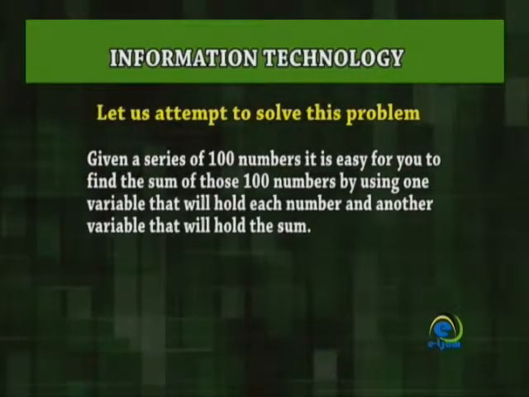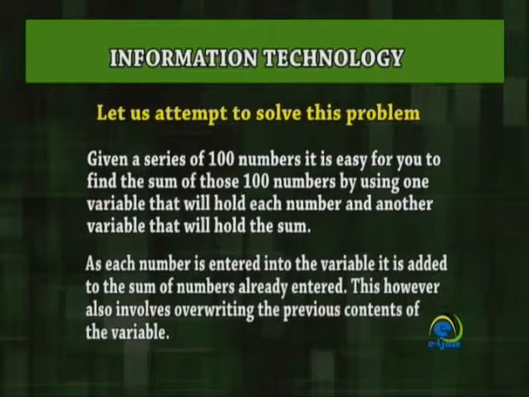Given a series of 100 numbers, it is easy for you to find the sum of those 100 numbers by using one variable that will hold each number and another variable that will hold the sum. As each number is entered into the variable, it is added to the sum of numbers already entered. This, however, also involves overwriting the previous contents of the variable.